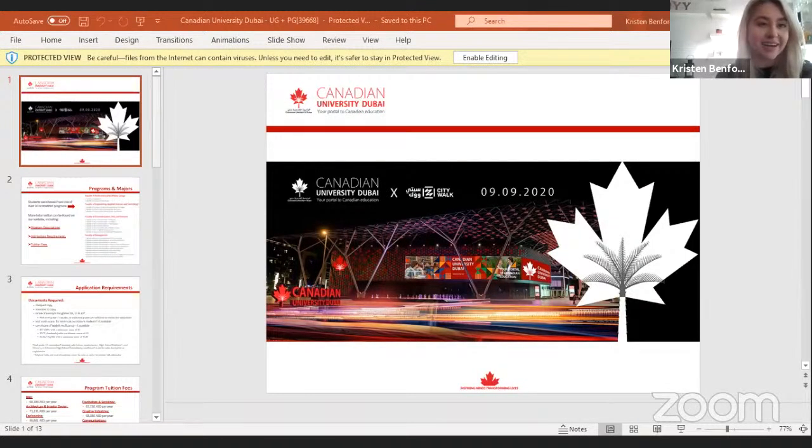So our first slide here, we are moving to City Walk. For those of you who are familiar with Dubai, it's a very happening hub. We're going to be right in sort of a business center. And then there's going to be a lot of restaurants and opportunities, but we're really excited about the new laboratories we're getting for the engineering. And I believe the business school is going over there as well. So that's all happening in September.